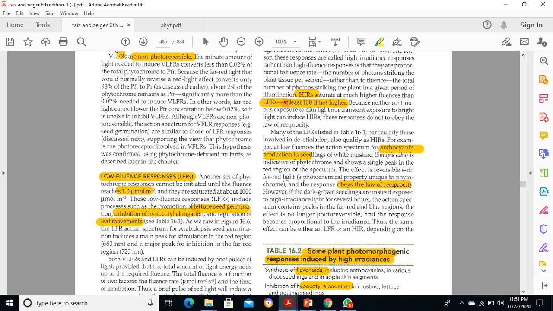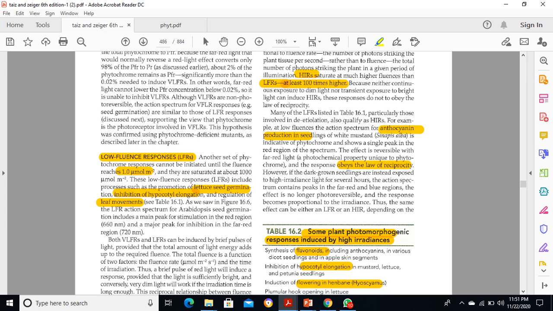Next is low fluence response. It is a response where the fluence is 1 micromole per meter squared. Examples are lettuce seed germination and inhibition of hypocotyl elongation. Here the law of reciprocity is applicable, and here the photo response is reversible because it is 1. So they can convert 12 to 80% is possible.